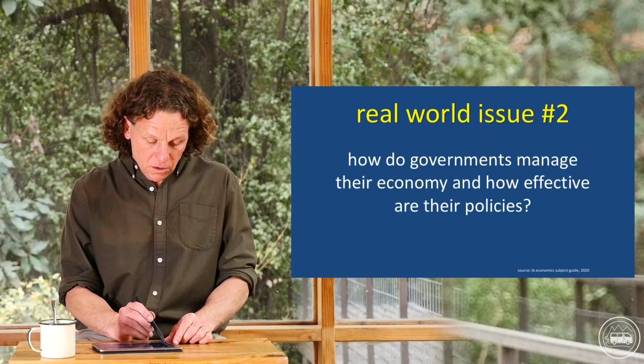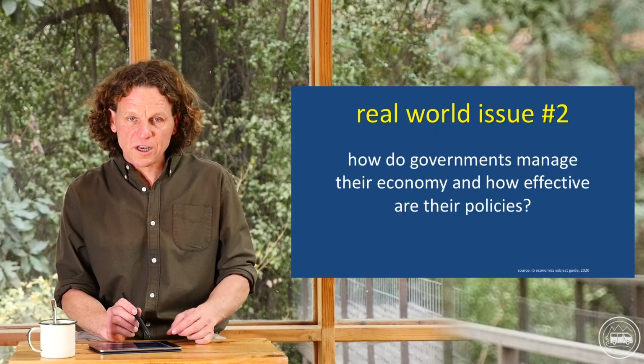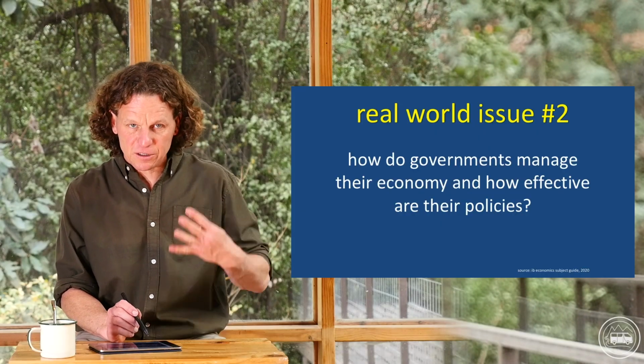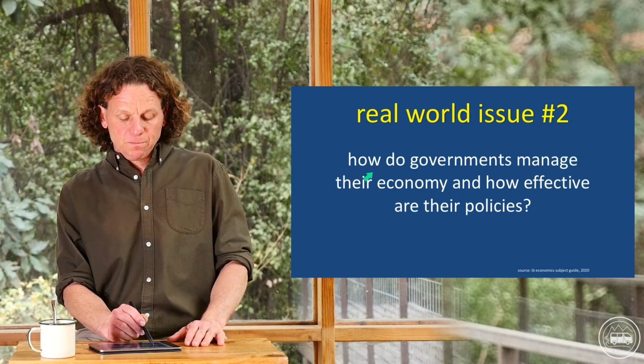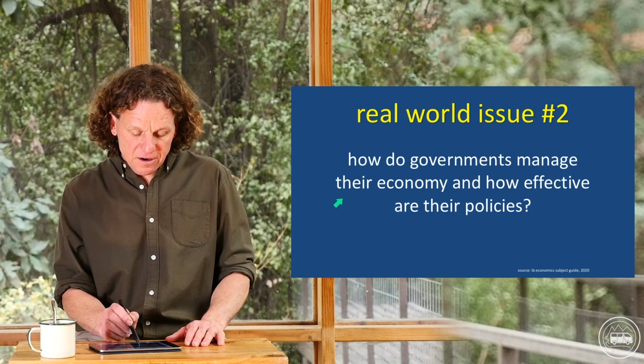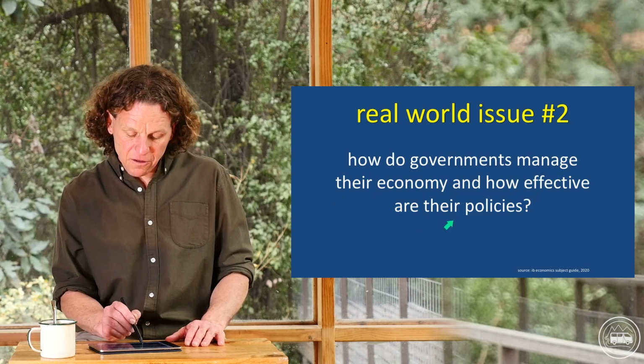And then the next one, which is this one, is going to look at what are the tools that governments have in order to manage their society. So let's take a look at the question. Here it is. Real world issue question number 2 for macroeconomics, 4 overall for our studies of IB Economics. And the question is, how do governments manage their economy and how effective are their policies?